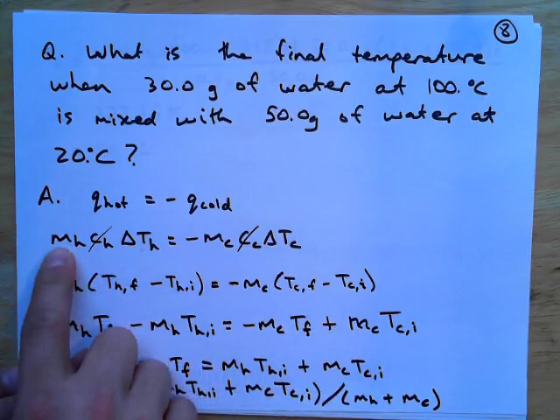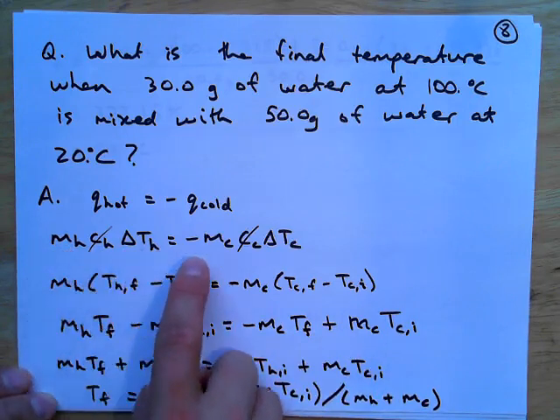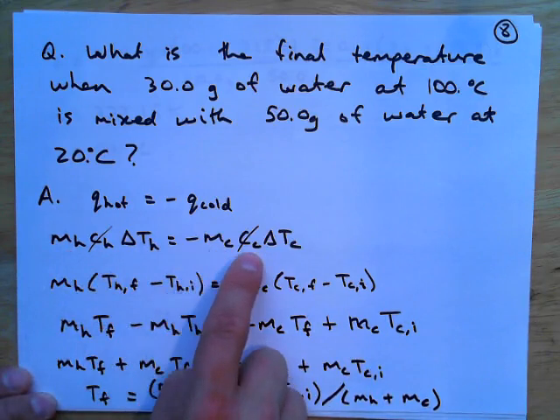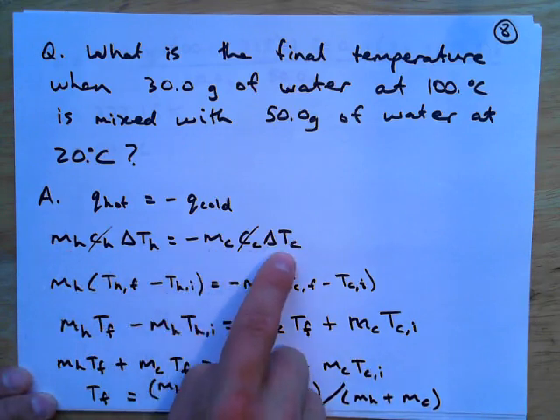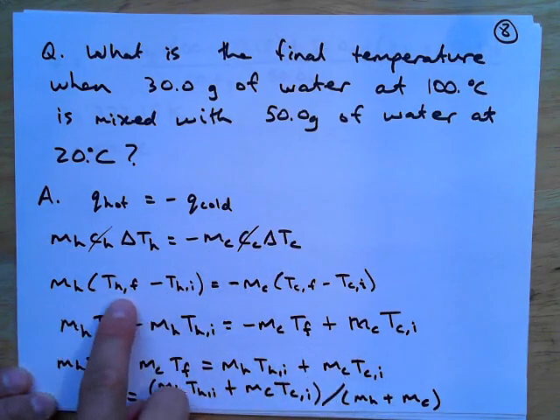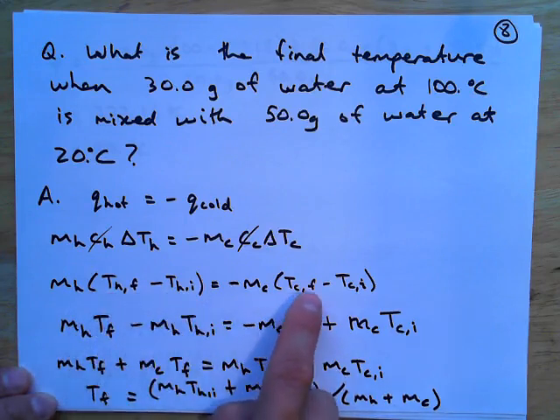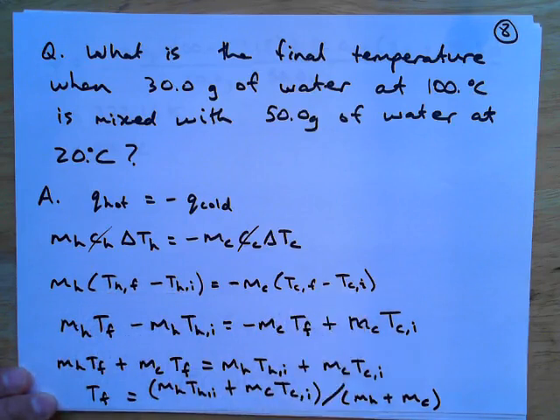So then I put down the mass of the hot, the specific heat capacity of the hot, the change in temperature of the hot, the mass of the cold, specific heat capacity of the cold, and the change in temperature of the cold. So these are going to have the same final temperature. So I put in the T hot final, T hot initial, T cold final, T cold initial. So they're going to have the same final temperature. Okay, obviously because they're going to come to equilibrium.